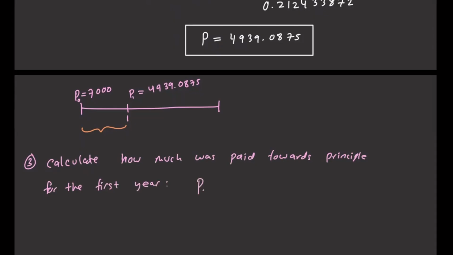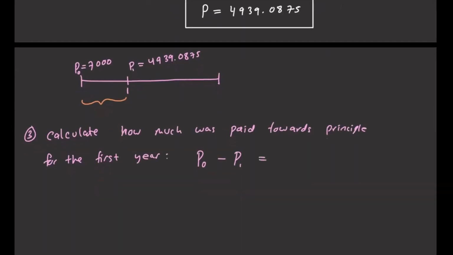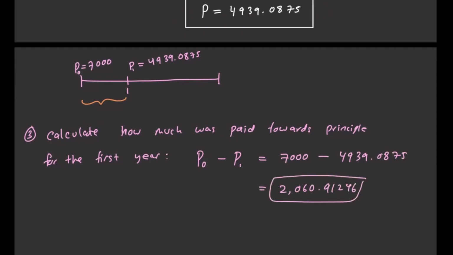So we need to do P initial, or the loan amount, minus the unpaid balance after 1 year. We're calling it P sub 1. So this is 7,000 minus 4,939.0875. And that's going to give you the principal amount that's been paid for the first year, about $2,060 and 246. That's what I get. So that's how much has been paid on the principal for the first year.